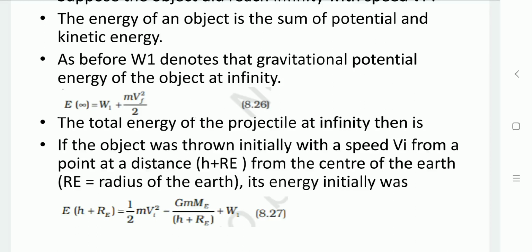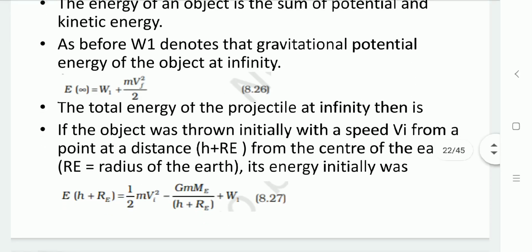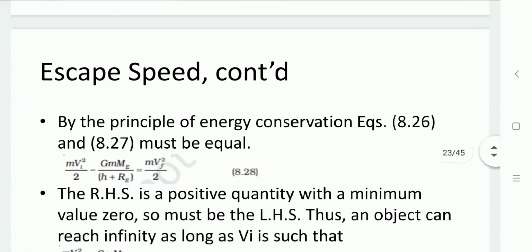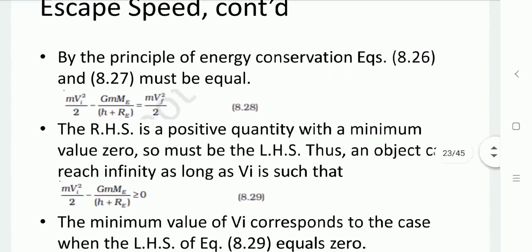So by the principle of conservation, both the above equations are the same. By equating both the values, the potential energy cancels out from both sides, and we get by equating: m Vi squared by 2 minus G m Me divided by h plus Re equals m Vf squared by 2.